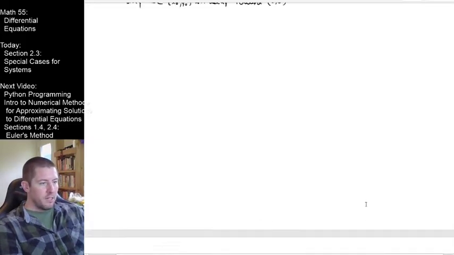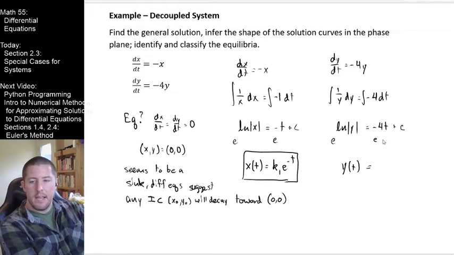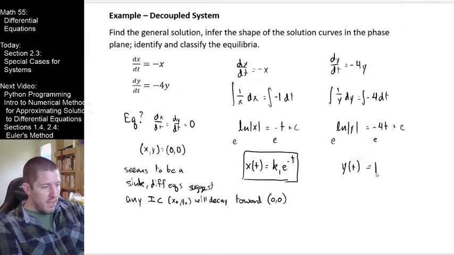I need to draw a picture here still too. And what are we getting? It looks like I'm getting this e to the c. That's a constant to a constant, so I could call that a, or I could call it k, but I don't want any confusion. I'm going to call this k2 e to the negative 4t right there.